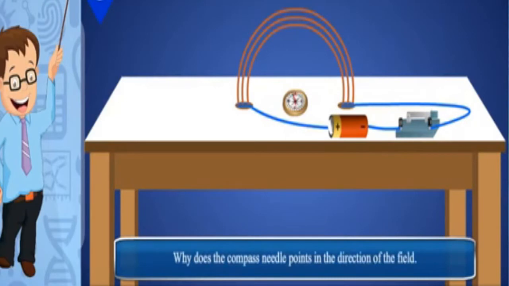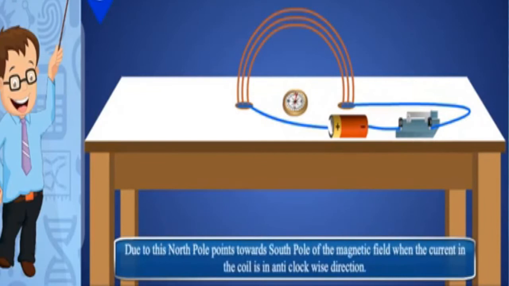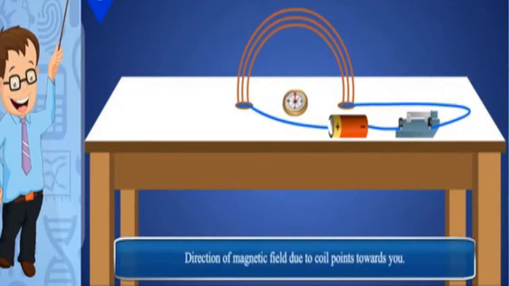Why does the compass needle point in the direction of the field? The north pole of the compass needle is attracted towards the south pole of the magnetic field created by the circular loop. Due to this, the north pole points towards the south pole of the magnetic field when the current in the coil is in anti-clockwise direction. The direction of the magnetic field due to the coil points towards you.